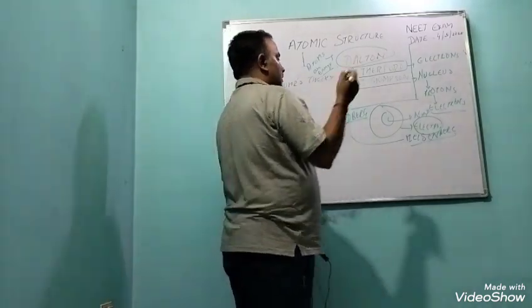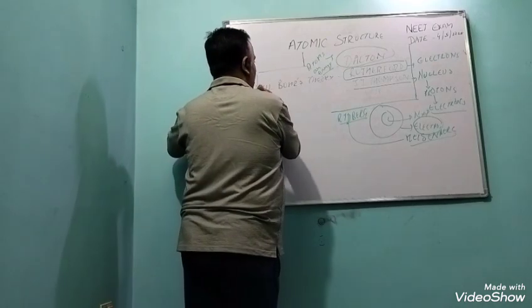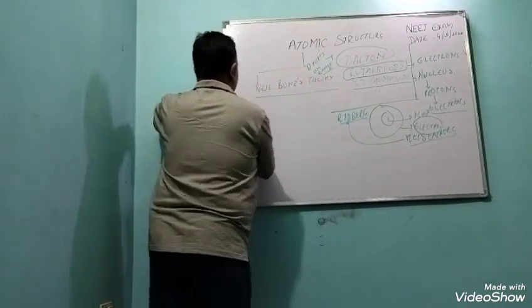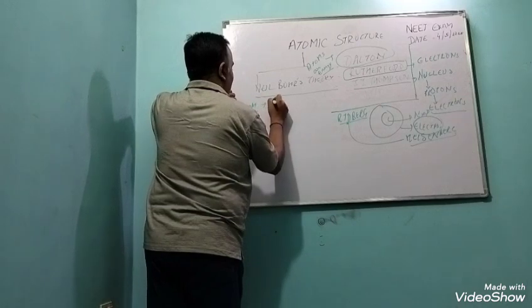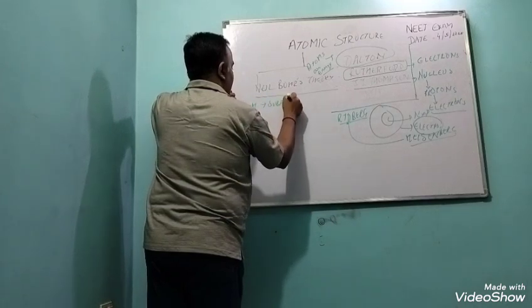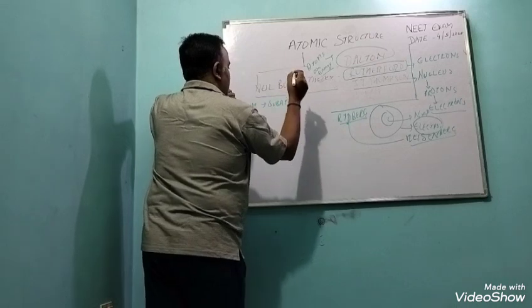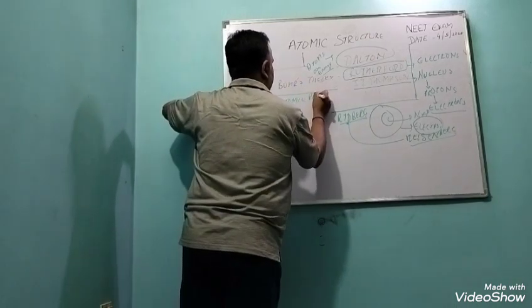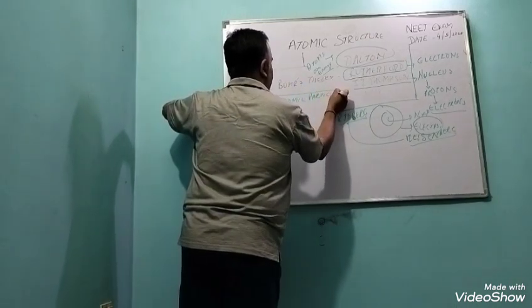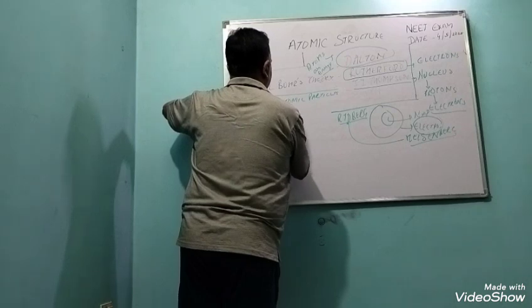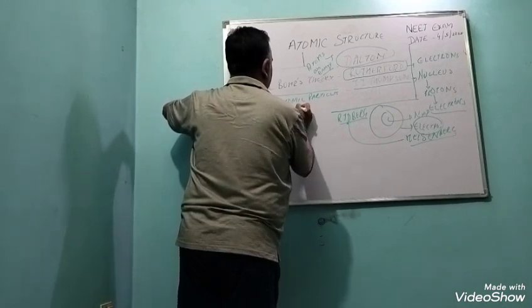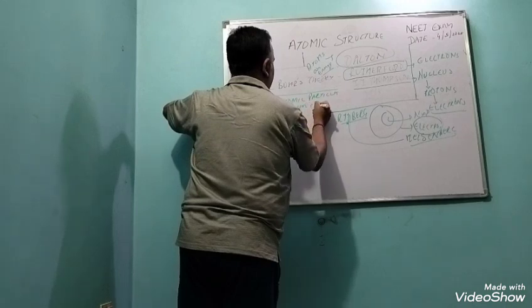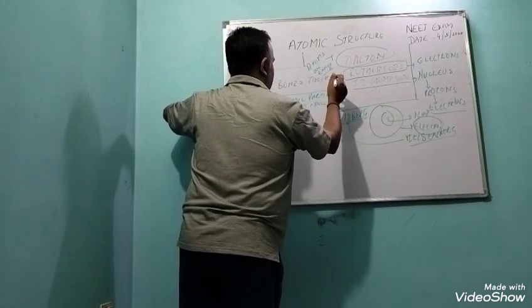So what Niels Bohr started off his theory with was: atom, smallest part, however, subatomic particles equals electrons plus nucleons plus protons.